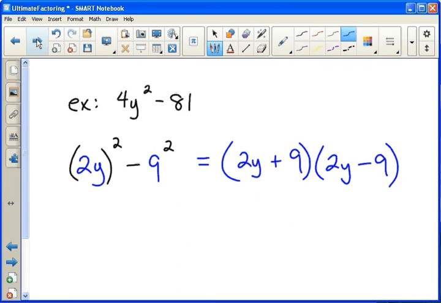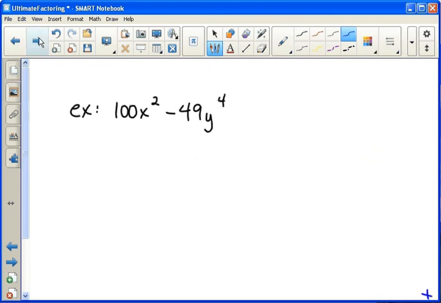Okay, last example for this lesson. We have 100x squared minus 49y to the fourth. So again, when you have coefficients, numbers with the variables, you need to consider both pieces as to what's being squared. Well, to make 100, you would have to use 10. To make x squared, you just have to use x. So it's really 10x that's being squared. Again, another way you can view this is what's the square root of 100x squared? Well, the square root of 100 is 10. Square root of x squared is x.